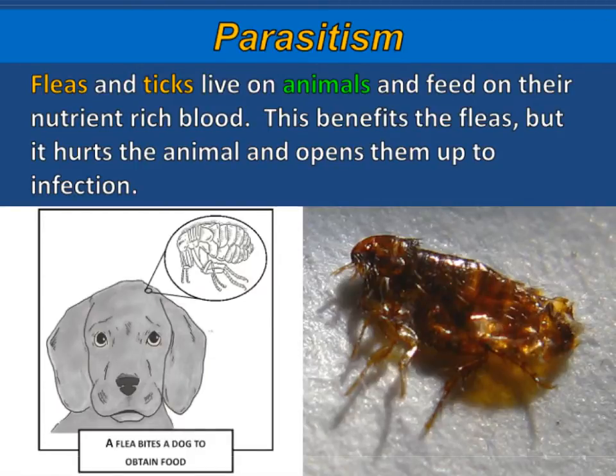So on number 5, how do fleas and ticks hurt their host? They hurt them by feeding on nutrient-rich blood. That is number 5. Feeding on their nutrient-rich blood is number 5.